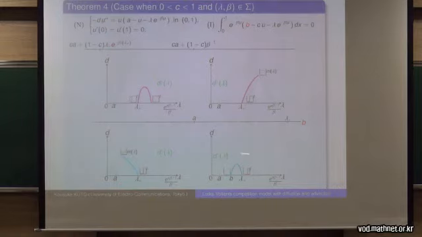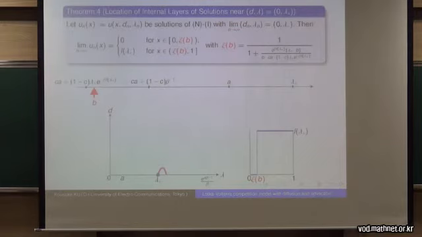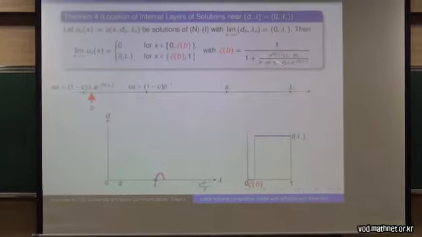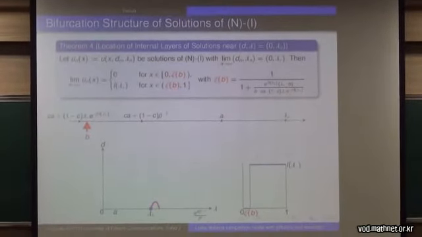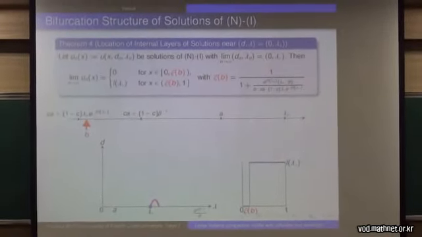In this curve, this corresponds to a boundary layered state. U almost vanishes, but near the right end, U drastically increases. And this is the location of the singular limit, this point. This is the location of the internal layer. So this expression depends on B.